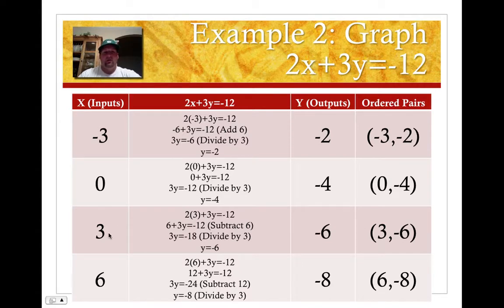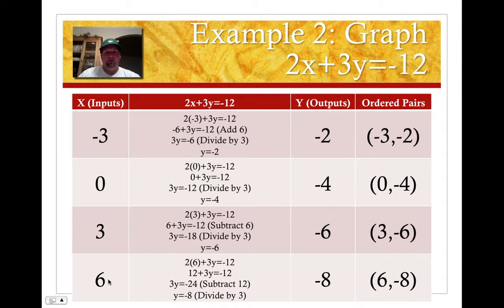Alright, let's go with the 3 here. Okay, 2 times 3 plus 3y equals -12. 2 times 3, of course, is 6. And to get rid of that 6, we have to subtract this time because it's positive. So I'm going to subtract 6 from both sides. That leaves me with 3y on this side, and -12 minus 6 gives me -18. Then I'm going to divide by 3 again to get rid of the 3, and -18 divided by 3 gives me -6. Input 3, output -6, ordered pair 3, -6.